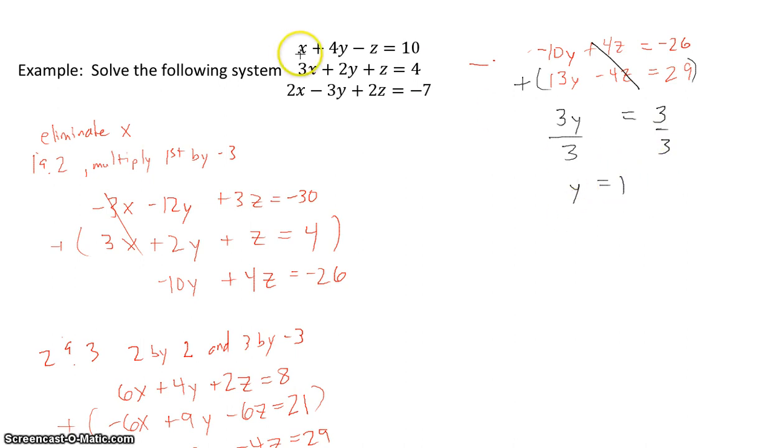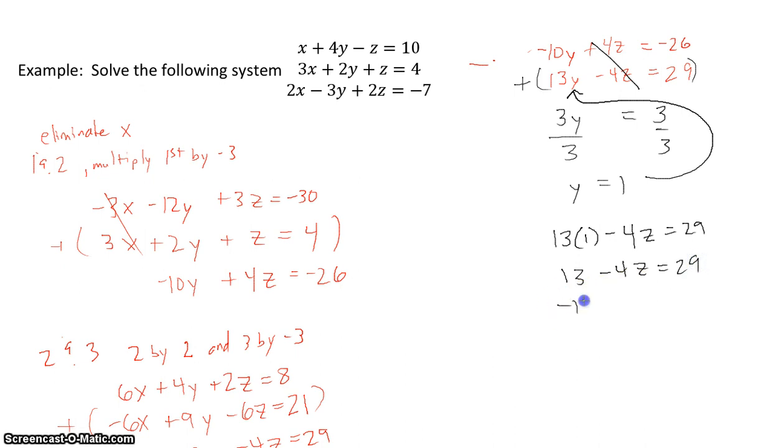Now I need to find the next variable, and I can plug it into all of these if I wanted to, but what I'm going to do is plug it into one of these equations because it'll leave me with one variable left. So if I plug it into the second equation, 13 times 1 minus 4z equals 29, it'll give me an equation to solve for z. So I subtract 13, I get negative 4z equals 16. Divide by a negative 4, I get z equals negative 4.